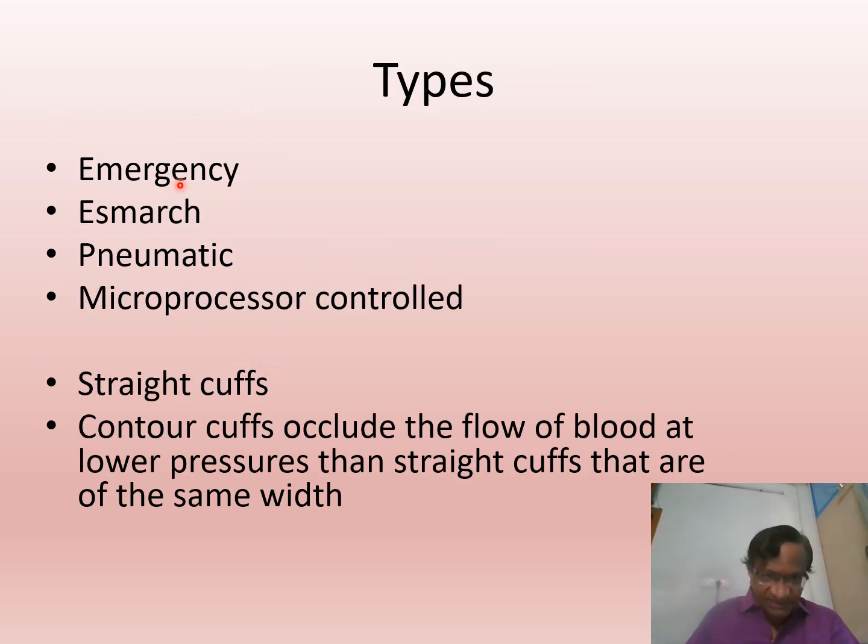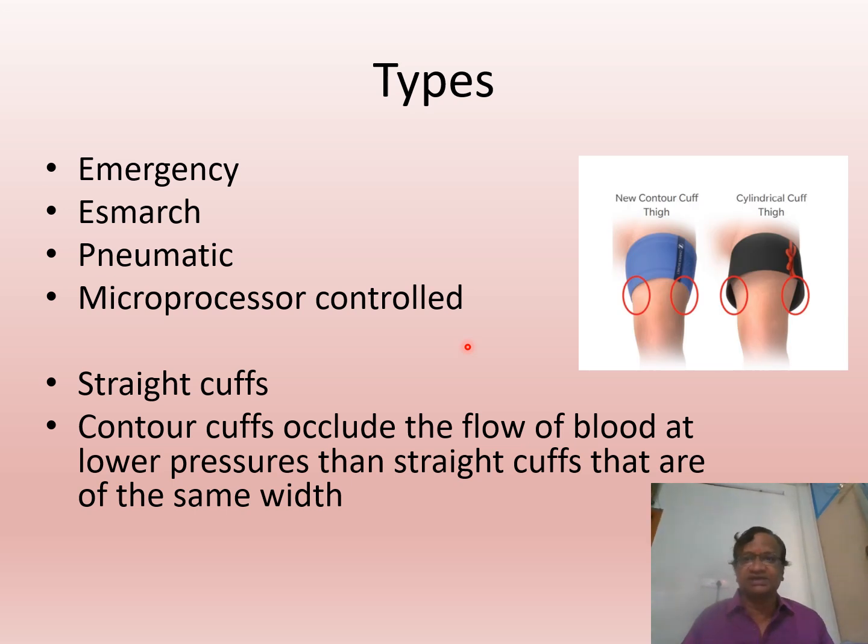What are the types? Emergency, Esmarch, pneumatic, microprocessor. All these things I have told. We can have a straight cuff, or we can have a contour cuff. The limb slightly becomes cone-like, so the cuff can also be contoured like a cone. See here, the cuff is cone-like, and this cuff is a round cylindrical cuff. Here the diameter is slightly coming down.